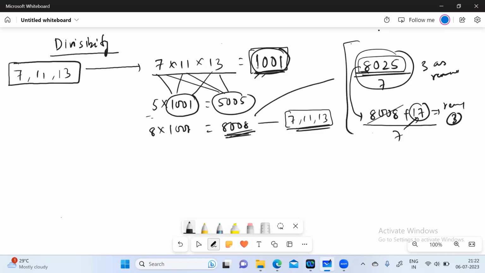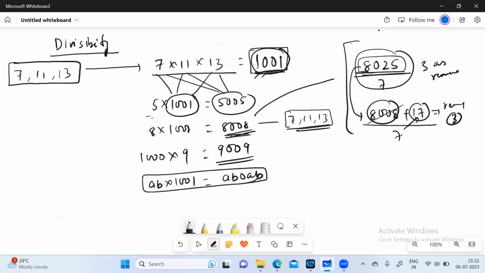So for any number, we'll break it in a similar fashion. If you multiply 1001 by 9, you will get 9,009. If a two-digit number is multiplied by 1001, like AB into 1001, you'll always get a number ABOAB. So if we multiply 1001 by 13, let's take 19.